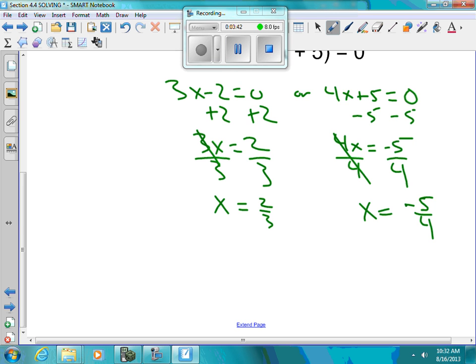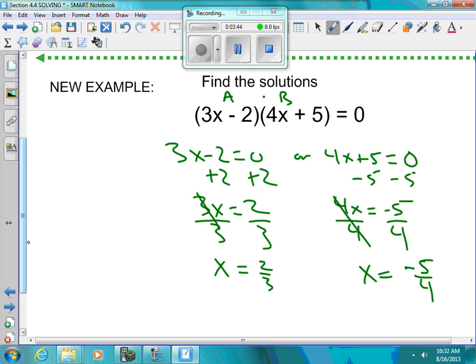Now, we can check this by plugging these values back in. 2/3 times 3, well, that's going to be 2. 2 minus 2 is 0. That makes the whole thing 0. We're good there. -5/4 multiplied by 4. When we plug it in, it makes -5. -5 plus 5 is 0. Also works. So that's how we check it. Plug it in, graph it. Multiple ways to check your solution. Always check, always check, always check.